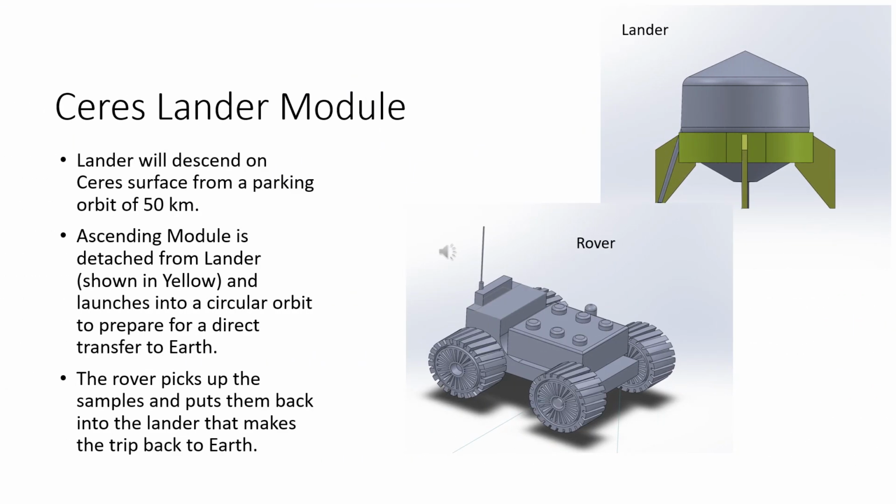We have diagrams of a lander and a rover that we've designed, ensuring that we would get the samples that we needed from Ceres. The rover's main function is to roll off the lander, receive those samples, bring them back to the lander, and the lander ejects from the surface of Ceres, leaving the rover behind.